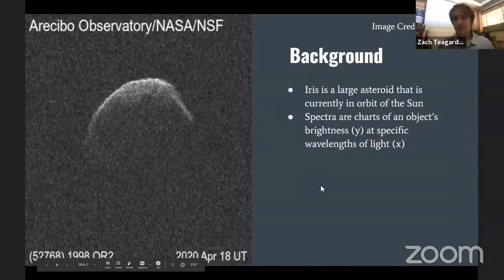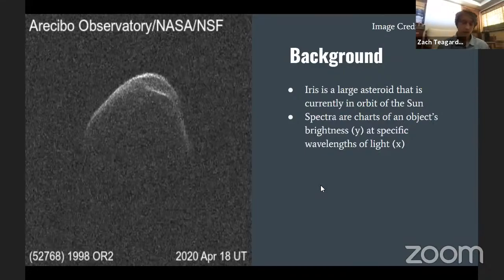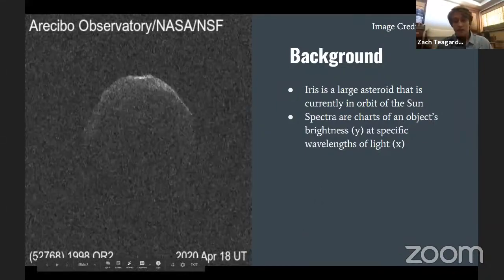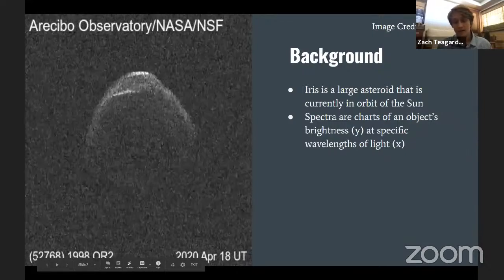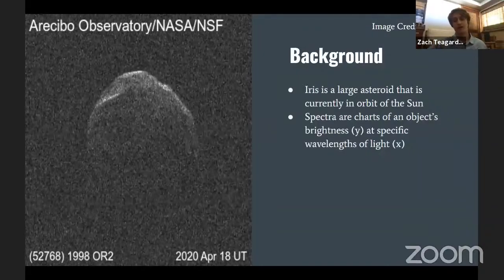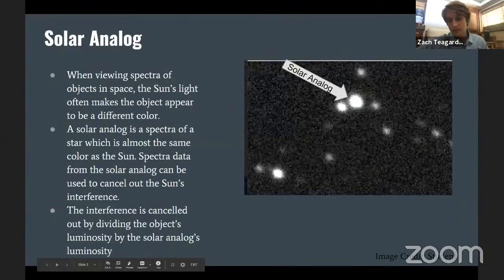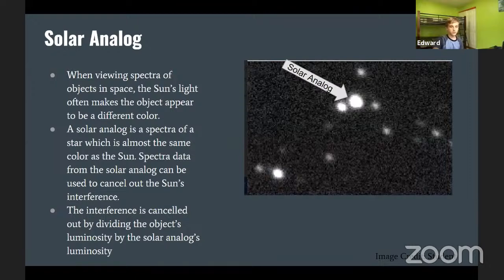So we studied a large asteroid that's named Iris, and it's currently in orbit of the sun. We mainly analyzed it using spectra, and these are essentially charts of an object's brightness on the y-axis relative to specific wavelengths of light on the x-axis. So that's the main way we analyzed Iris. Next slide. A solar analog is essentially a star with the same color as the sun, and we use it to take out any sunlight interfering with data. Next slide.